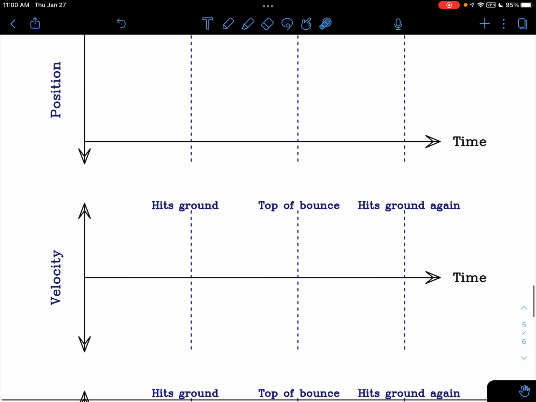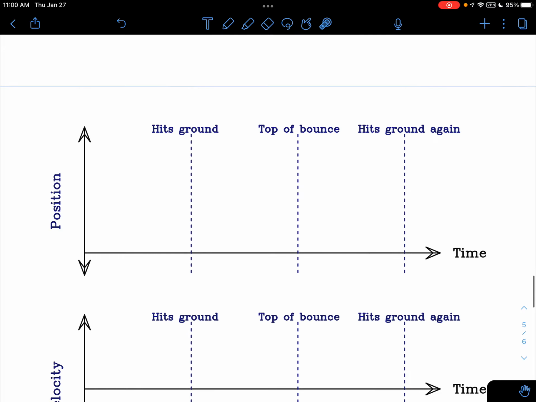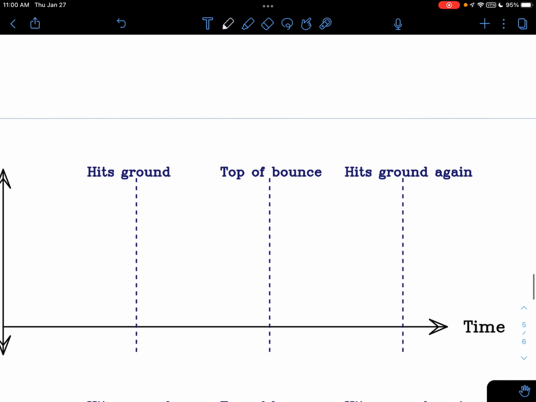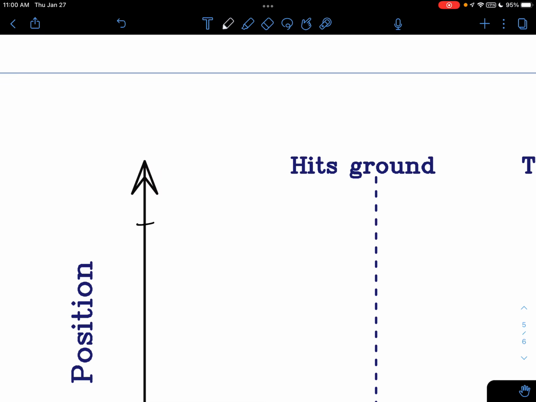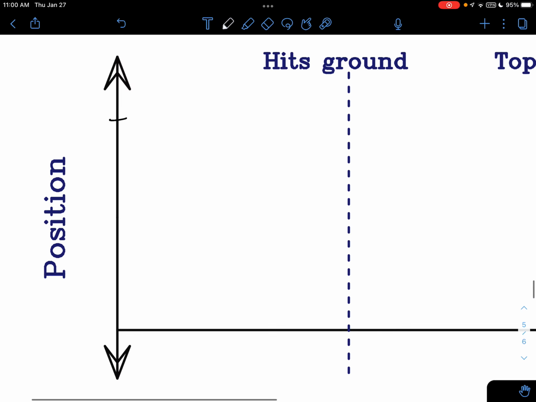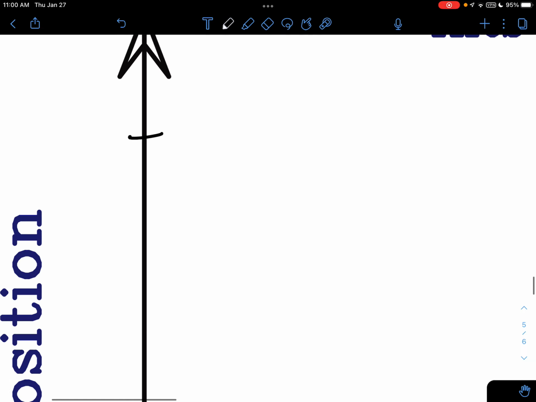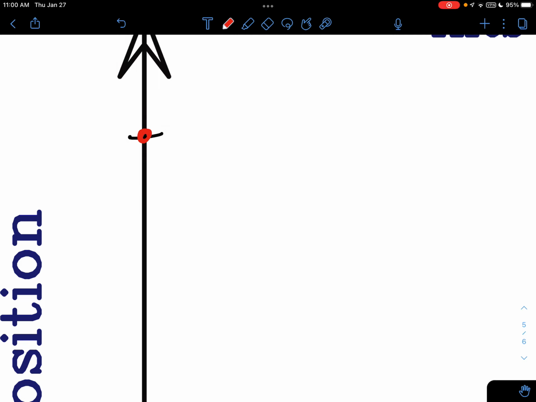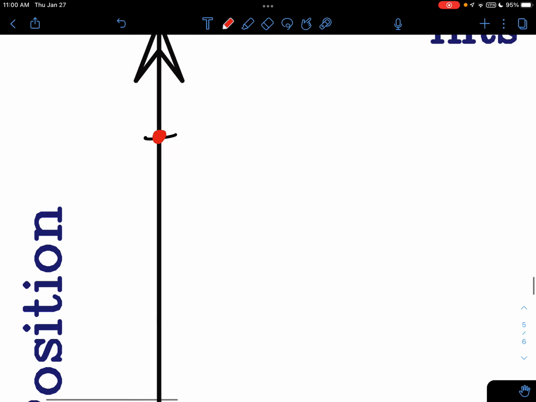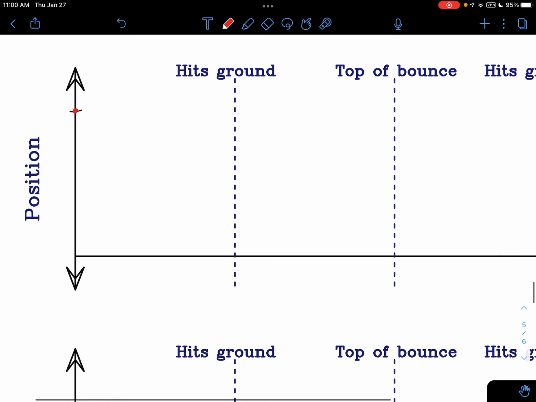Right? So I'm going to start with just what we know. Let's start with the position graph. We know it starts from rest at the top of the bounce. We know that it's going to start here. Actually, I'm not going to use black to graph this because it'll blend in with the actual graph stuff. We know it starts from the top of the bounce because we're holding it and then we let it go and then it falls.